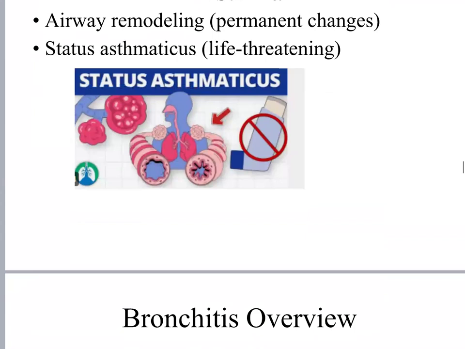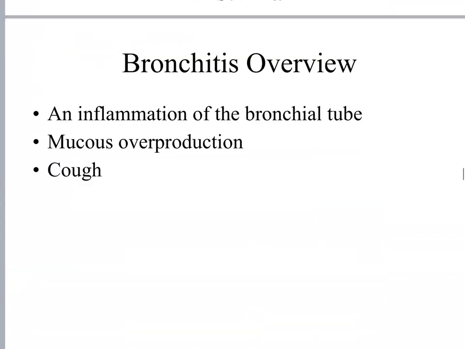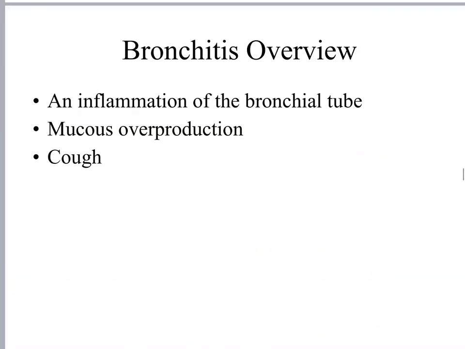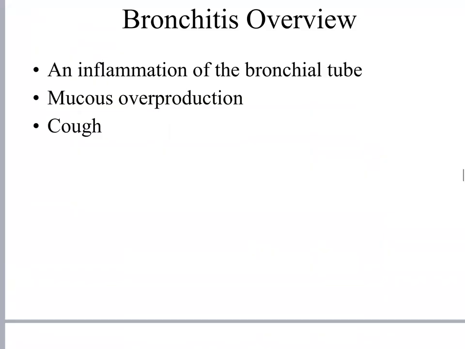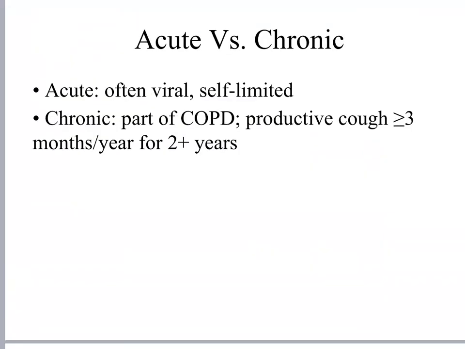So, that is asthma. So here is a bit about bronchitis. Now, bronchitis is an inflammation of the bronchial tube. This involves mucus overproduction and cough. So, first of all, let's talk a bit about acute versus chronic. So, a lot of us have probably had acute bronchitis. So, this is often viral and it's self-limited, meaning, yeah, we're not going to feel great while it's going on, but if we just kind of lay low and take medications for comfort. Maybe we'll need a bronchodilator, but it will ultimately run its course.